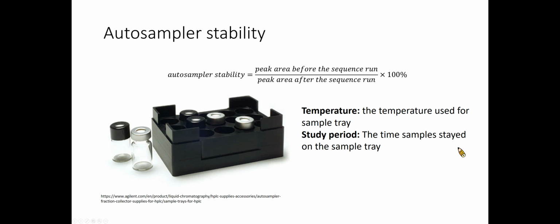Autosampler stability is the stability of the analyte in the processed sample under the conditions in the autosampler, usually at 4 degrees Celsius. You should demonstrate the stability of extracts in the autosampler only if the autosampler storage conditions are different or not covered by extract stability.